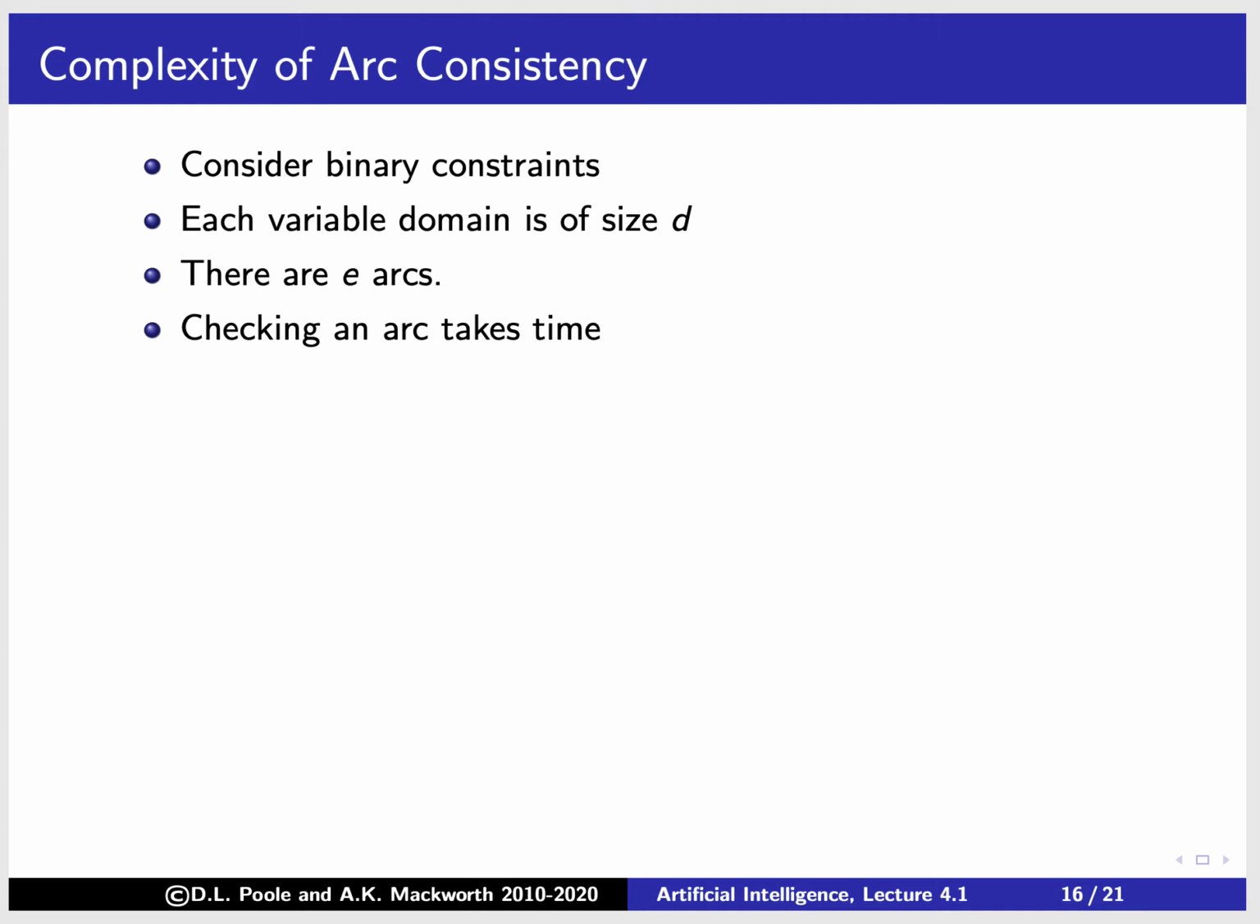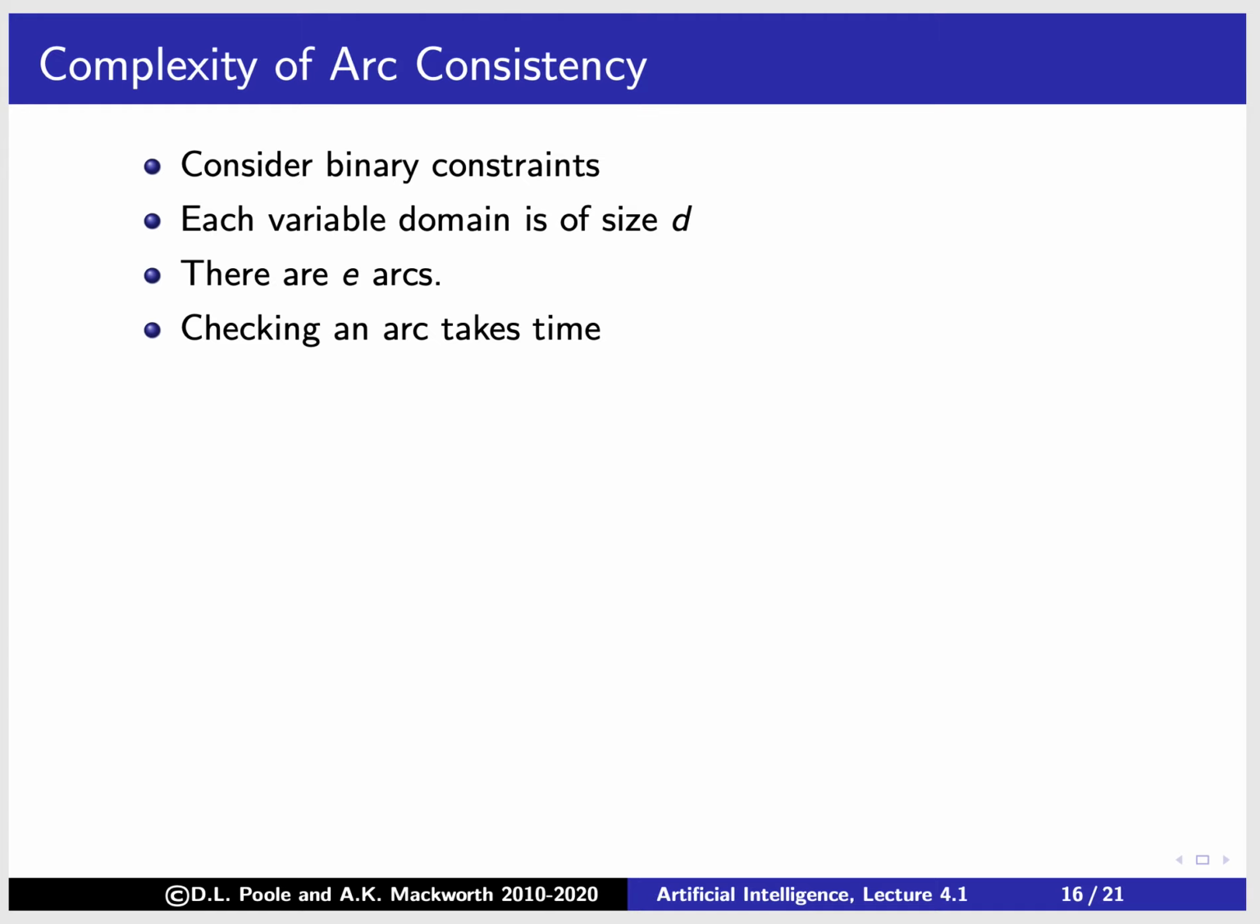Let's look at the complexity of arc consistency. For now, we're only going to consider binary constraints. We're going to assume that each variable has a domain size of D, and there are E arcs. So I want the complexity now in terms of D and E. How long does it take?